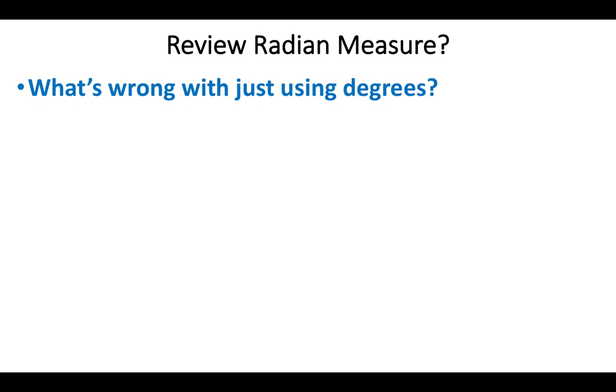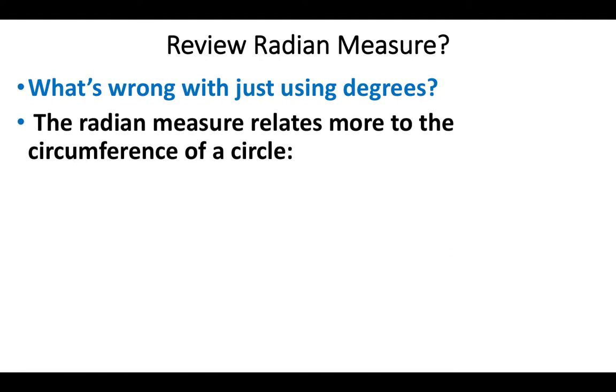Before we get to the math part, let's review: what is radian measure? It has a lot to do with degrees. But what's wrong with just using degrees? Degrees are a way to measure an angle. The radian measure, though, relates more to the circumference, or the length of the outer part of the circle, kind of like the perimeter of the circle.